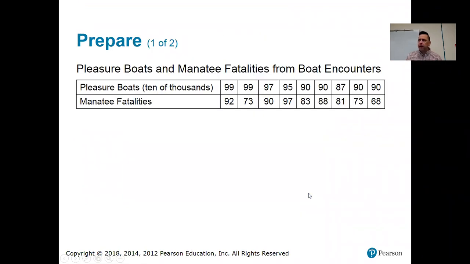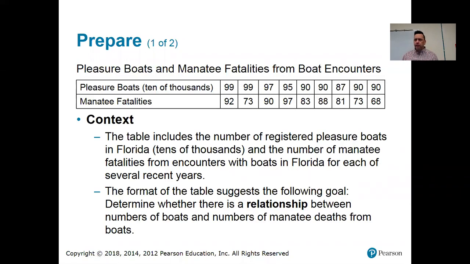All right, so here's another example. This is kind of a sad example. Pleasure boats and manatee fatalities from boat encounters. Okay, so we will not spend a lot of time on this example because it's kind of depressing. But this is just showing you an example of where you might want to see if there is a relationship between two sets of data.